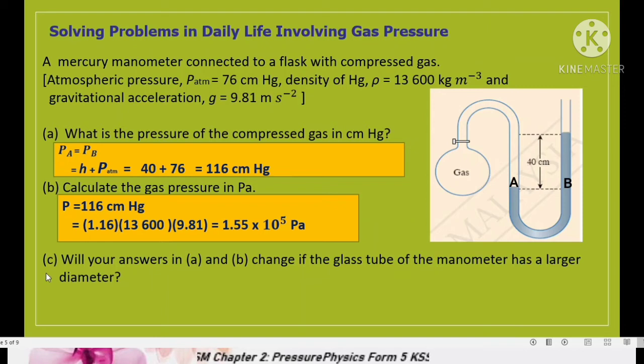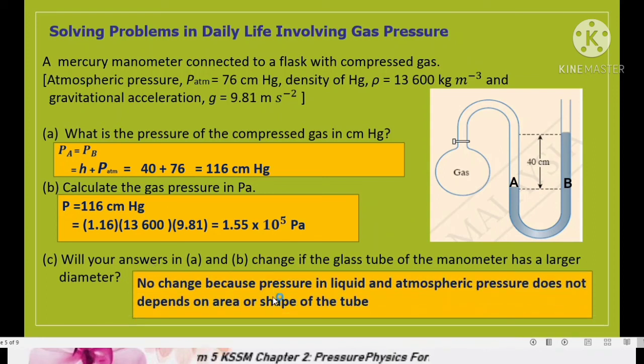C. Will your answers in A and B change if the glass tube or manometer has larger diameter? Remember what we have discussed before in pressure and liquids. No change, because pressure in liquid and atmospheric pressure does not depend on area or shape of the tube. So it remains the same.